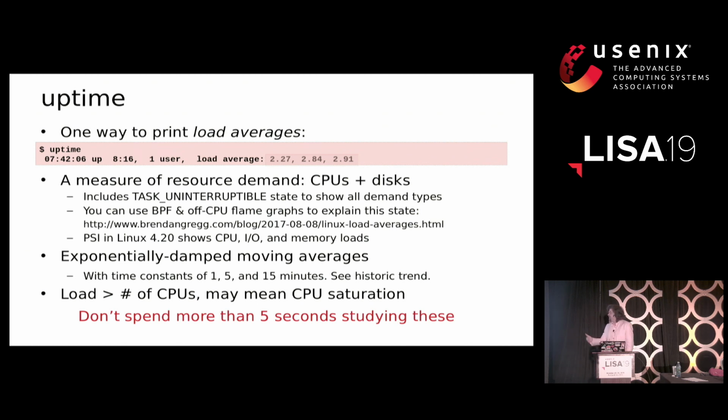These things are not really averages. They're exponentially damped moving sums, and those are the time constants. They're not that useful. I look at them for 5 seconds. If they're higher than the CPU count, I might have a CPU issue. I'll need to use other tools. 3 of them are useful.